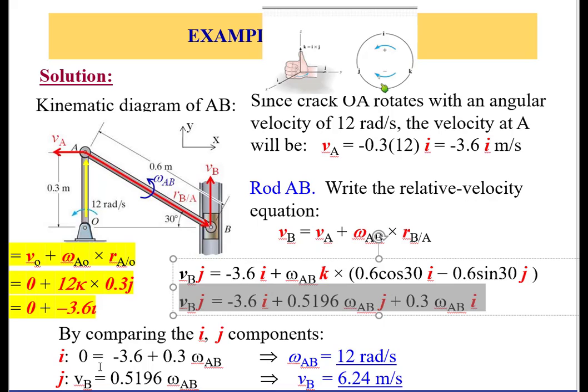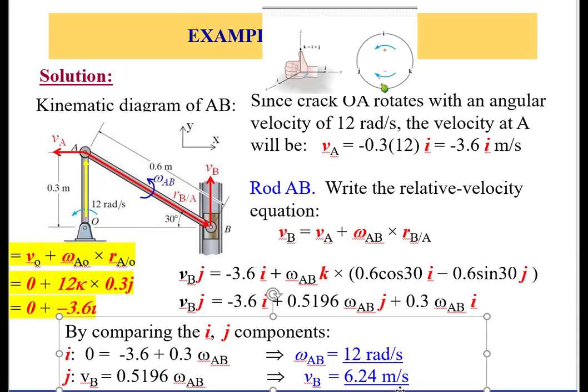First, the i's: 0 equals negative 3.6 plus 0.3 omega, and the j's: vB equals the j's in here, and that will lead to the solution given here, and they are positive, meaning our assumption is correct.